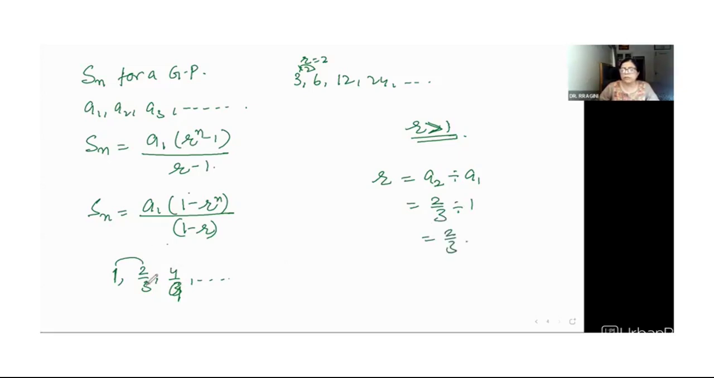4 by 9 divided by 2 by 3 is 2 by 3 itself. Now this R is less than 1. In such kind of situations, we use this formula for Sn. Right? Sn is A1 times (1 minus R^n) upon (1 minus R). So let us do two questions for each of these kinds.